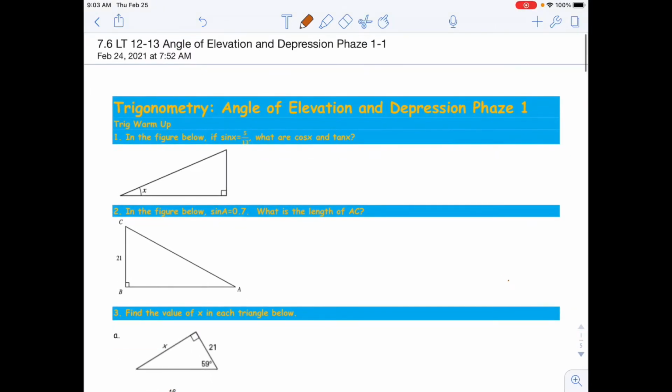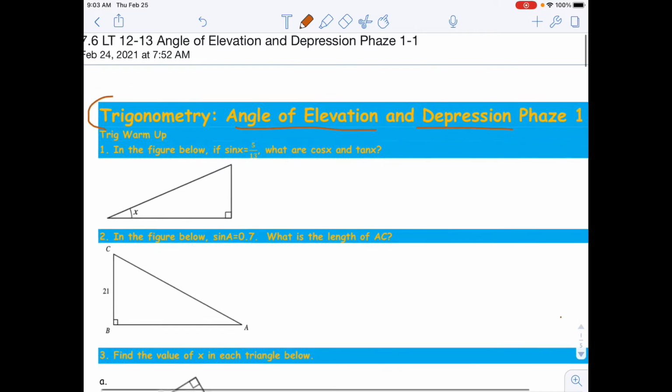Okay, students, over here with more trigonometry, we're going to add some vocabulary words, angle of elevation and depression. A lot of this is just practicing what we've been doing, continuing to fine tune our skills and get really good at things. So in this first one, if sine of x is 5/13, what is cosine x and tangent x? With this reference angle, this is the opposite side, adjacent side, and the hypotenuse is always the hypotenuse. So it's saying sine of x, opposite is 5, hypotenuse is 13.